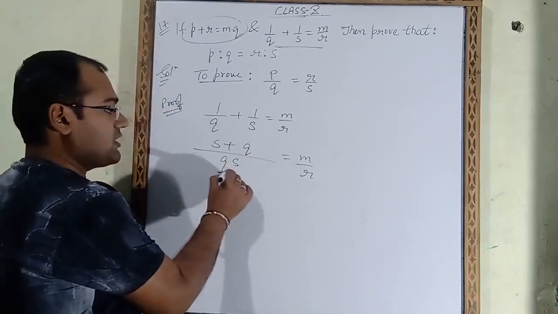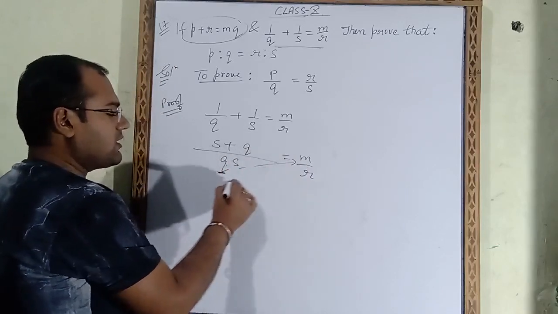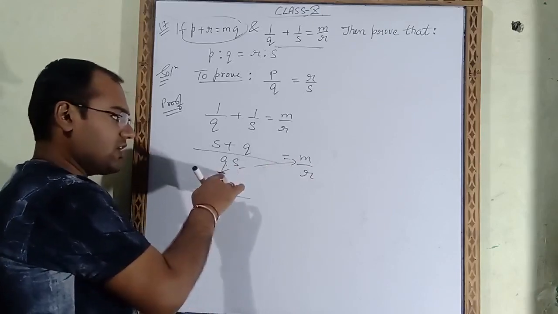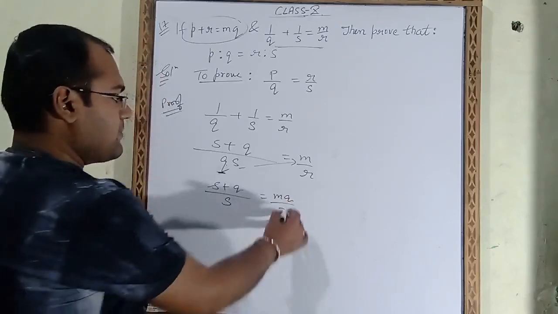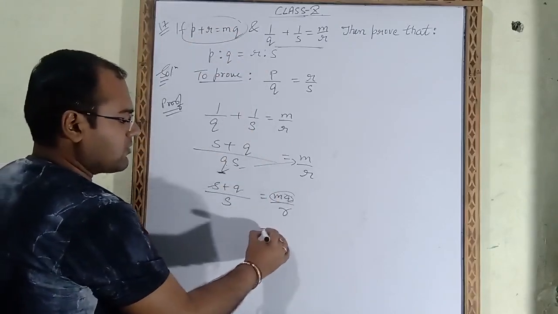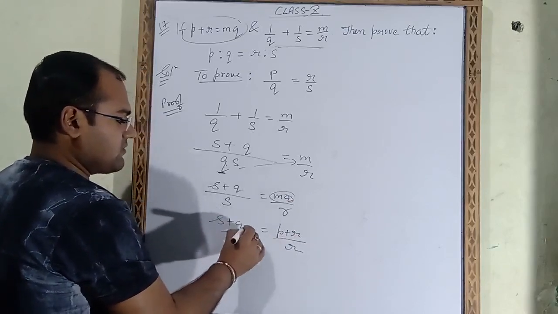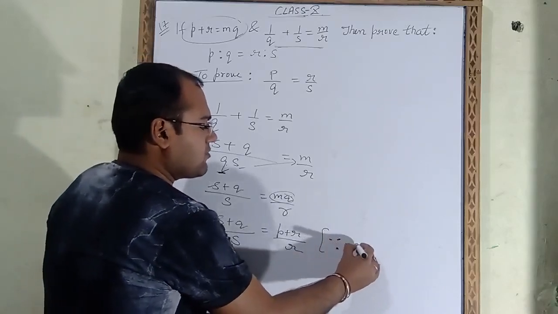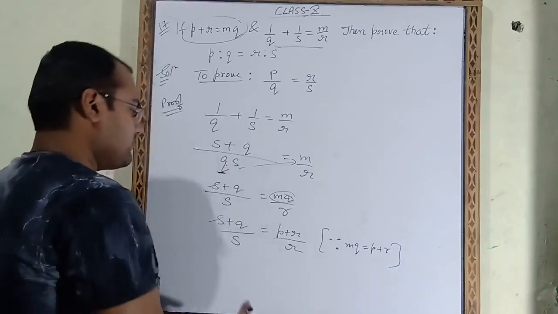This q is in the denominator. We will bring this in the numerator here. This q we will bring here. So s plus q upon s. s will remain here, only q we will take there. So mq upon r. Now mq value we know. What is the value of mq? p plus r. So instead of mq we will take here p plus r. Rest of the terms we have to write as it is. Now here you have to mention, since mq is p plus r, that's why we put here p plus r.